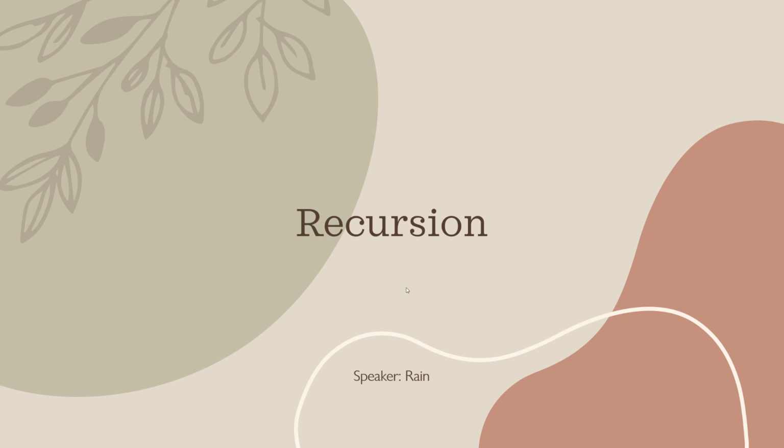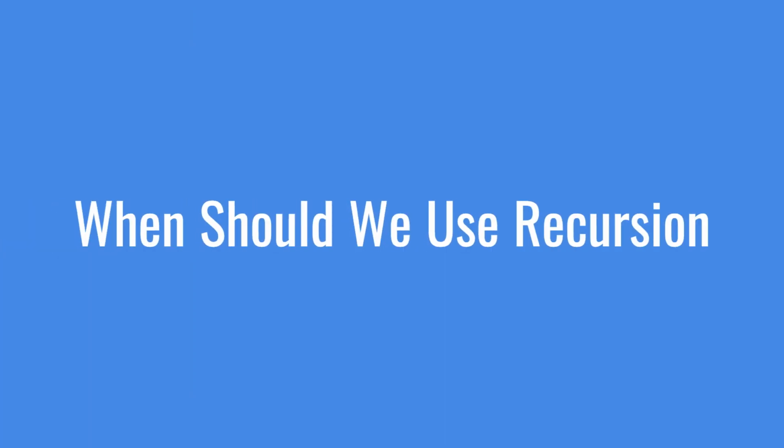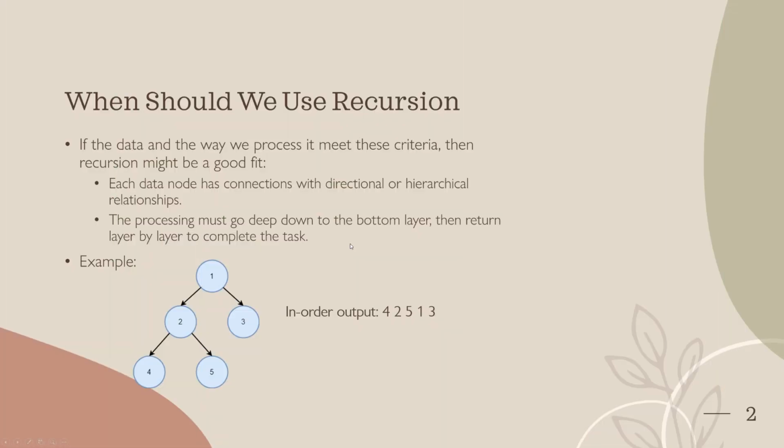This mechanism works similarly to a loop, but if we don't control the conditions properly, it can turn into an infinite loop. Okay, so when should we design a function that calls itself? I have listed a few key points. If the data and the way we process it meets these criteria, then recursion might be a good fit.